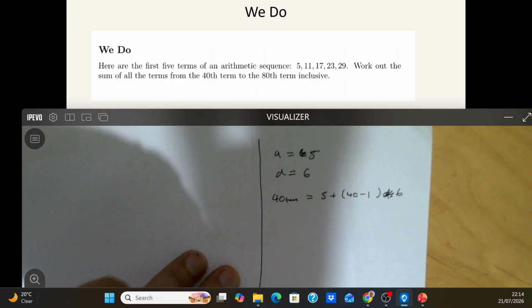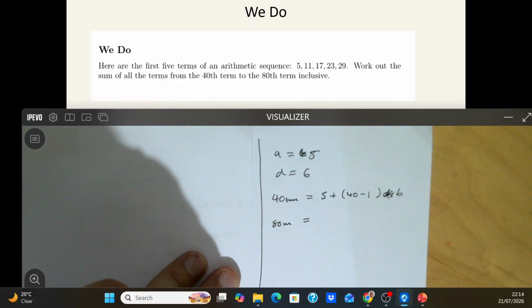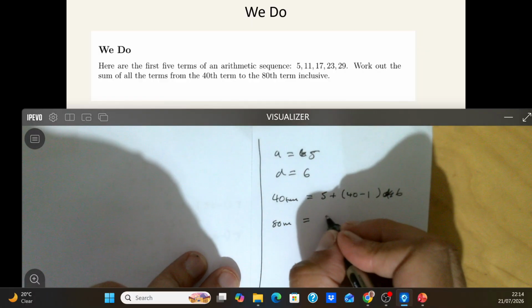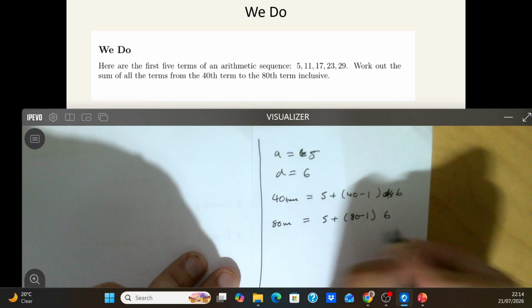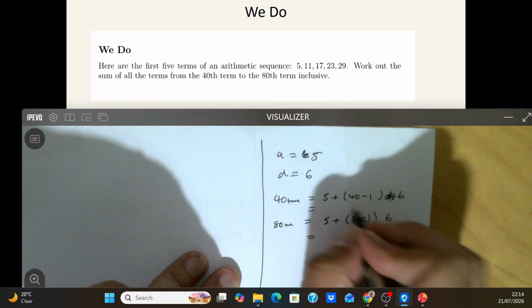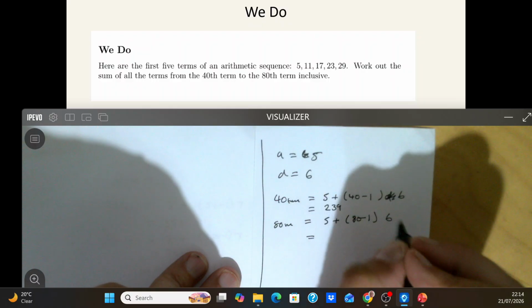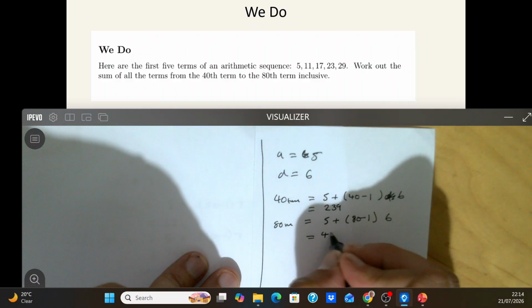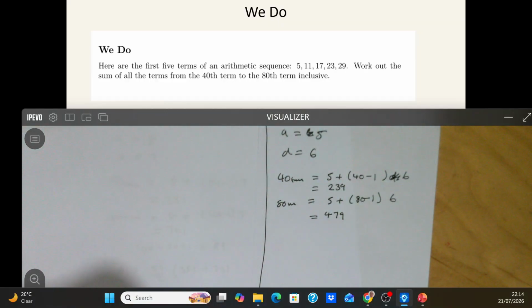How do you work out the 80th? Write that down. You should have written 5 plus 80 minus 1 times by 6. I should have made my calculator look like that, which gives me 479. So how do I work out the sum of the sequence? What do I do with the 40 and the 80?